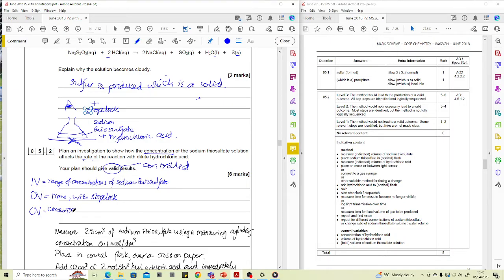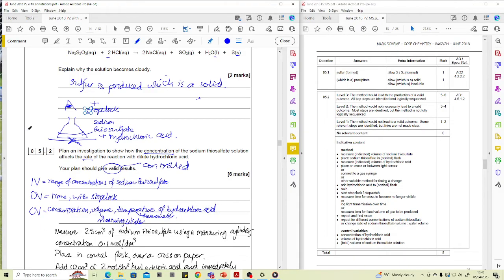Concentration, volume, and temperature of the acid. Using collision theory, all of these things could affect the rate of reaction. Volume we can measure with a measuring cylinder, and temperature with a thermometer. Actually, I cheated and just said to have everything at room temperature.